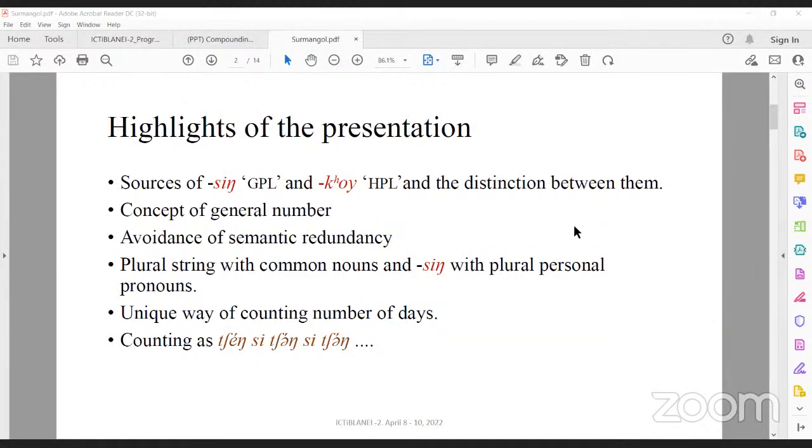So I tried to find out the sources of sing and koi. Sing would be better considered as a generic plural, and the koi is the human plural. I try to find out the distinctions between them and where they come from, and try to put some concept of general number, whether it would be applicable in material noun number, and avoidance of semantic redundancy. And then we find plural strings like sing and the koi with common nouns, and sing with plural personal pronouns, and a unique way of counting number of days, and finally counting, which is more cultural from the cultural perspective. We then go to the next slide.